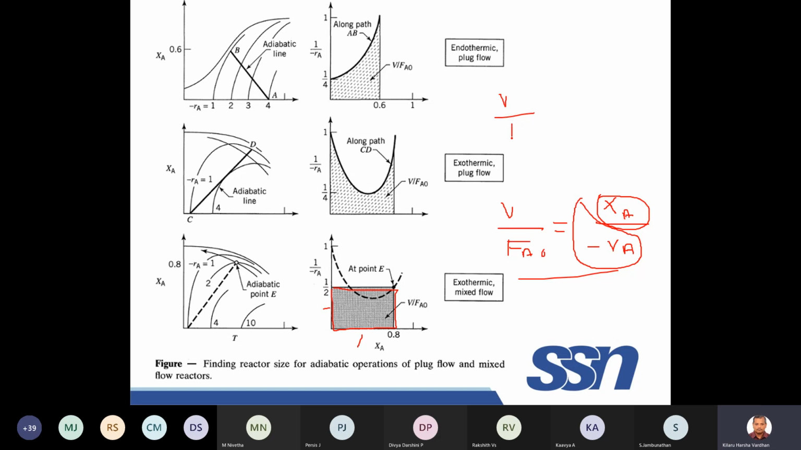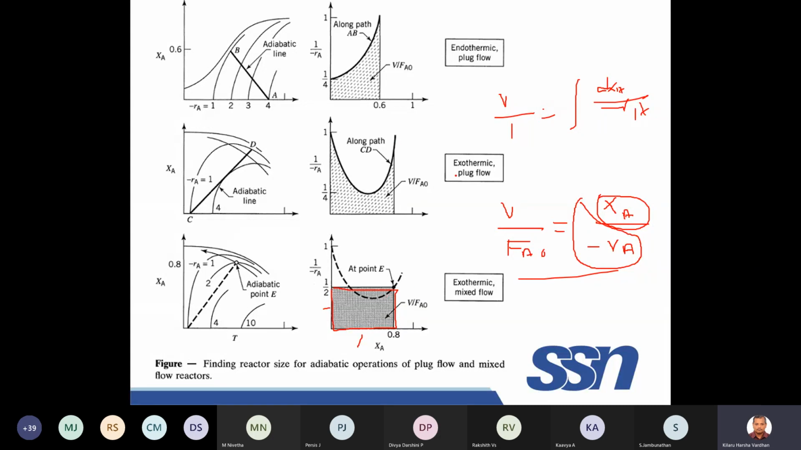Whereas here, why are you taking the area under the curve? Because V by F naught, same thing, is equal to integral dXA by minus RA. So you are taking minus 1 by RA on the y-axis, XA on the x-axis. So you need to find this integral. Integral is nothing but the area under the curve. That's the basic concept of why we go for the area under the curve and the rectangle.